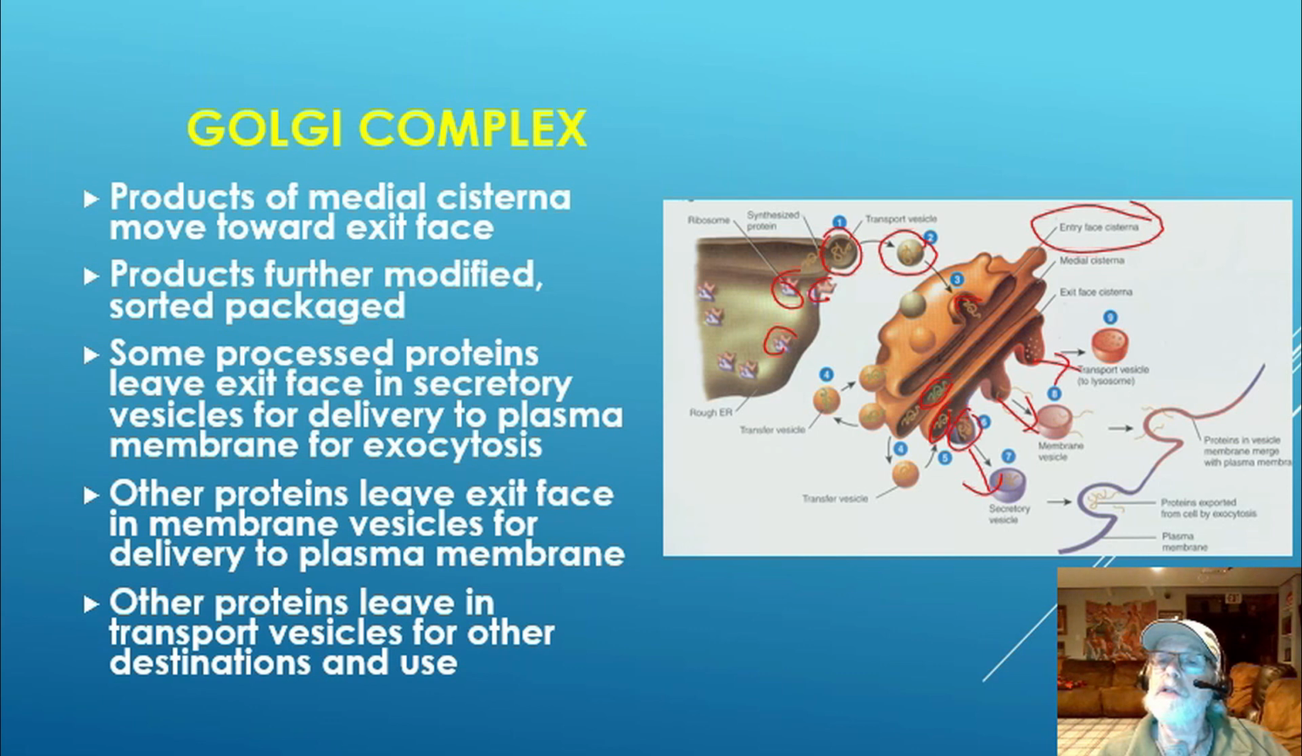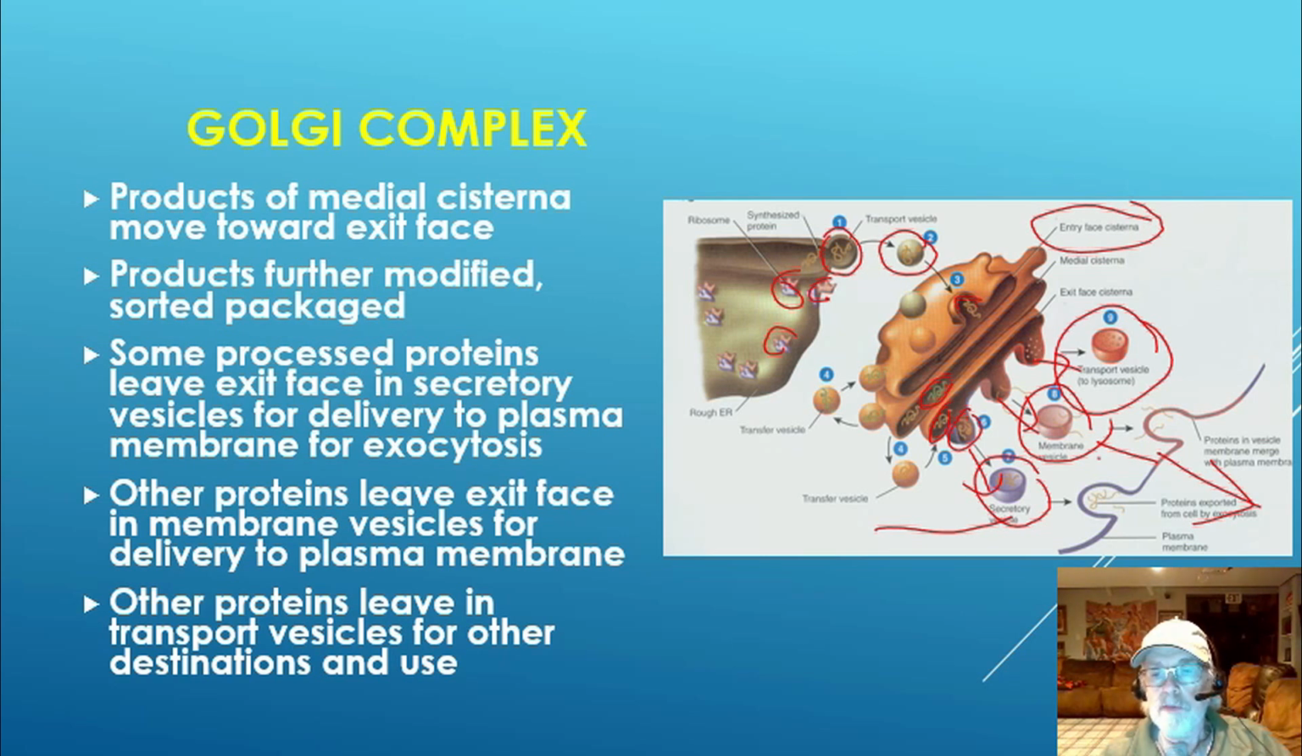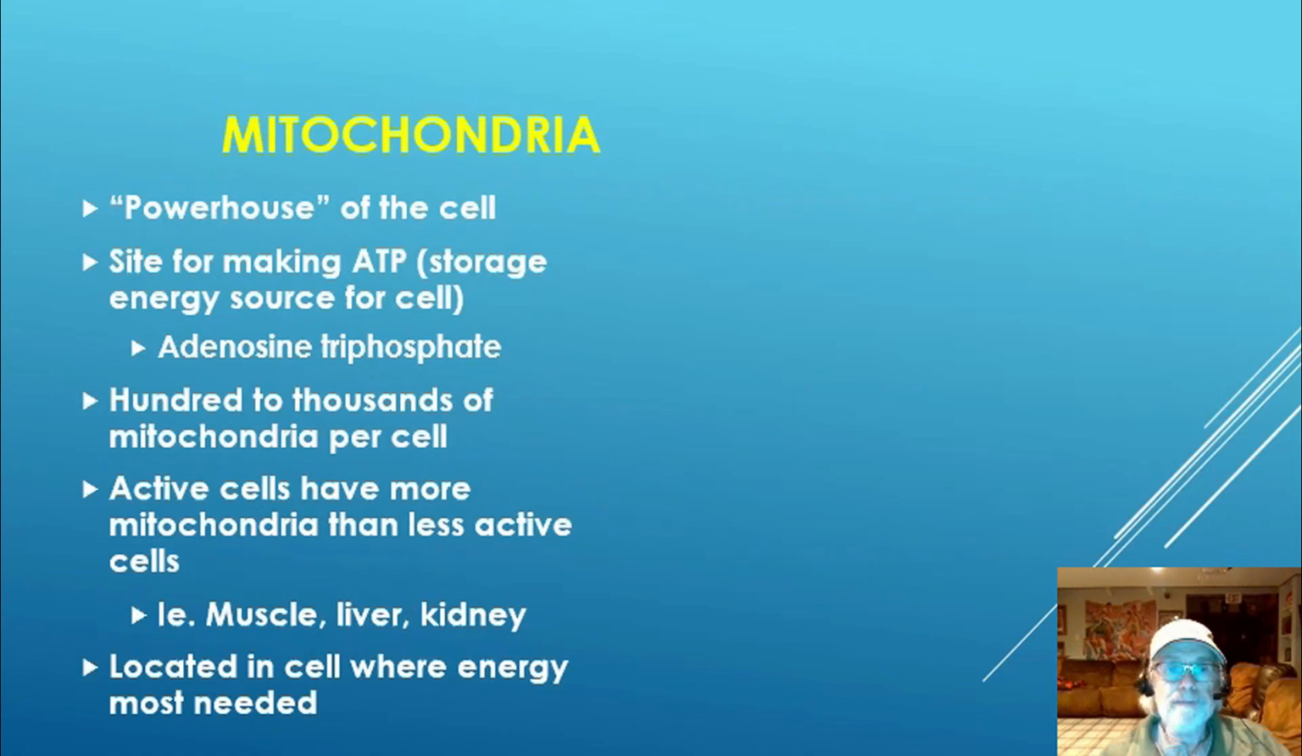This transport vesicle goes to a lysosome in here. This one maybe goes to the cell membrane, either for incorporation or for elimination, and this one goes to other places like mitochondria. So basically, that's what we have. Some proteins are processed and leave the exit face in secretory vesicles to the plasma membrane for exocytosis. Other proteins leave for the plasma membrane, and others go to other destinations inside the cell. So that's what the Golgi complex does.